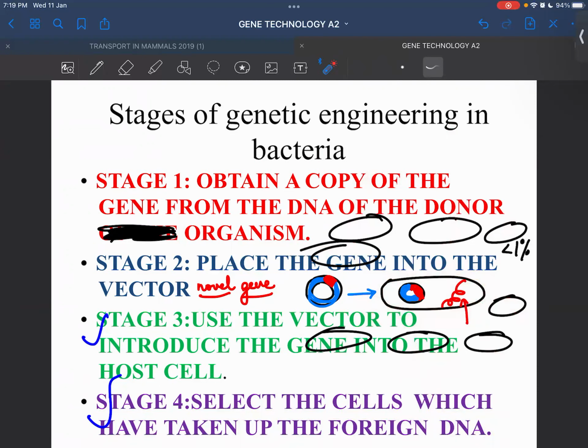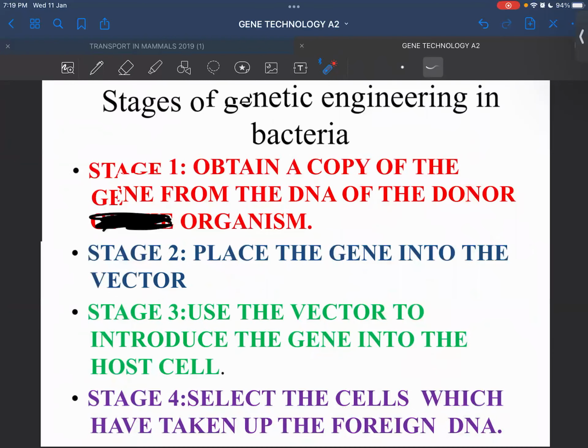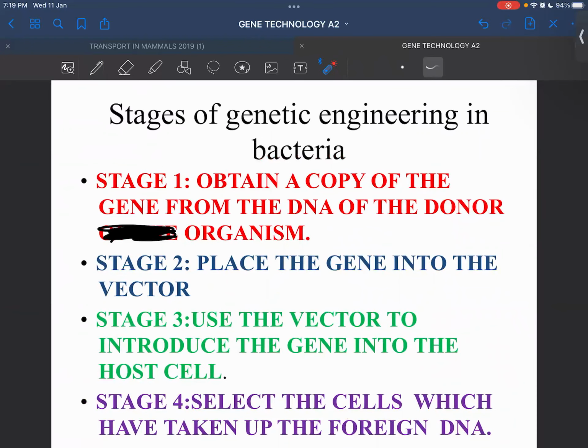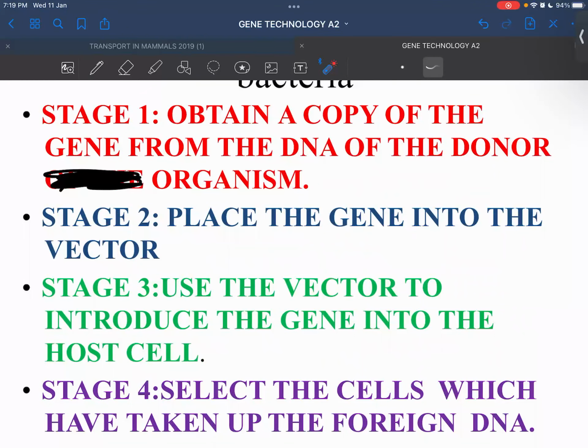So in today's class, what will you study with me? This is the most confusing part. You may feel you have already done many confusing parts, but the most confusing and tricky steps to understand in the genetic engineering of bacteria are stage 3 and stage 4, especially stage 4.